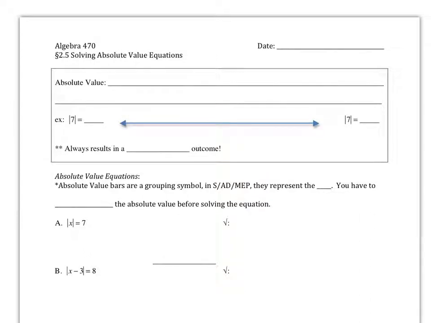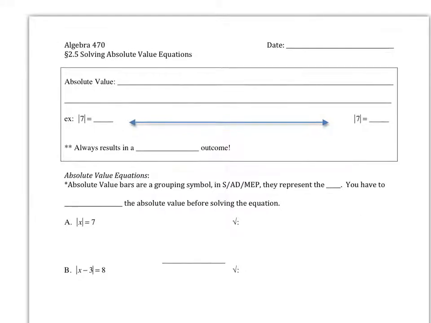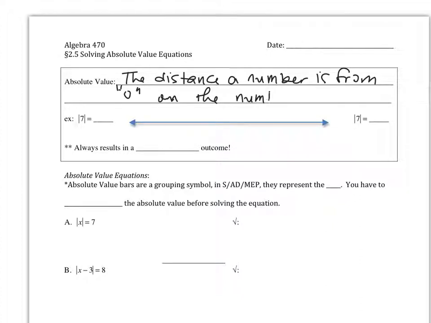All right, since we need a reminder, absolute value is the distance a number is from 0 on the number line. Okay, so it's the distance that a number is from 0 on the number line.